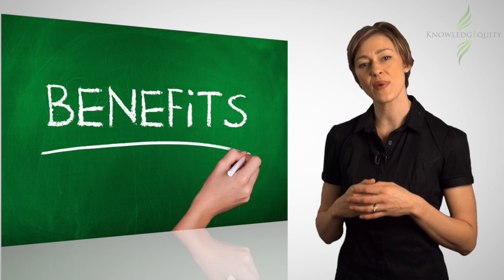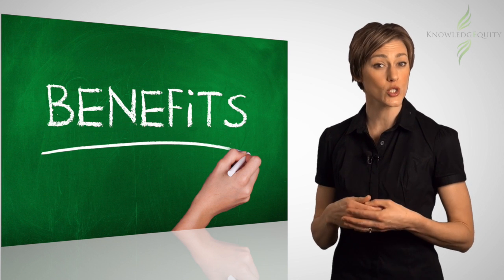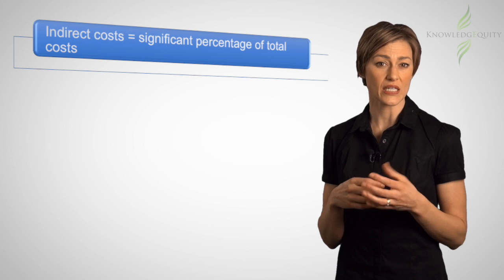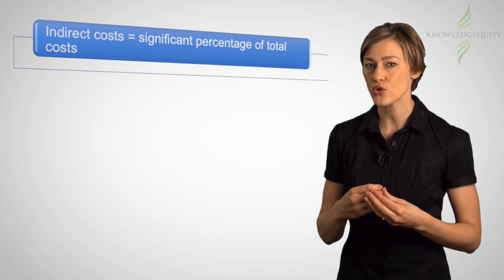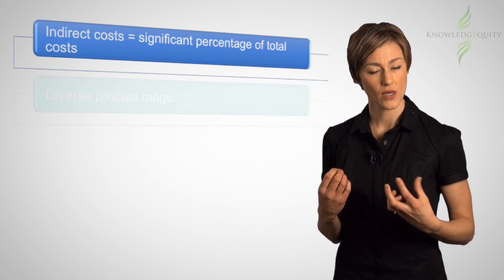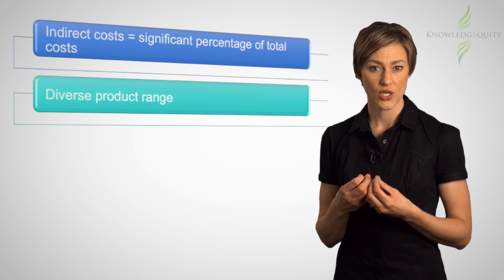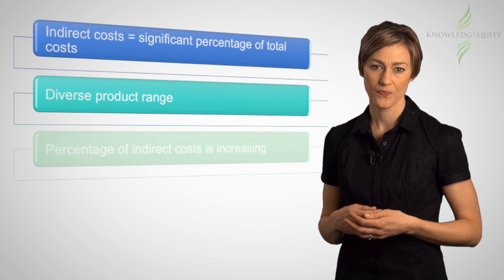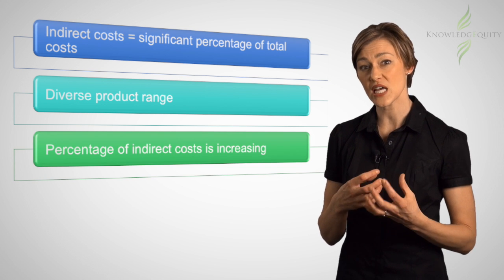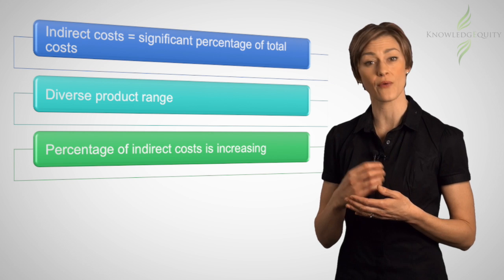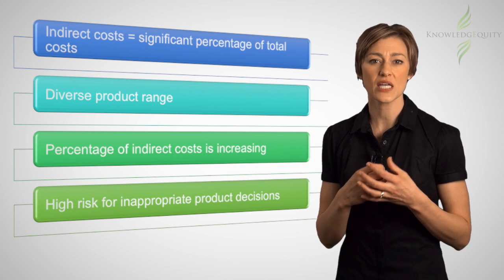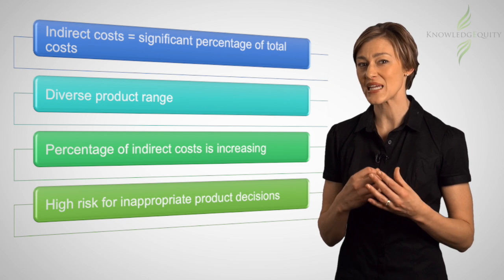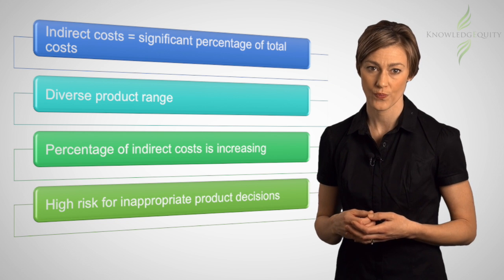So why or when would implementing an ABC system be a good idea? It's been found that the benefits to an organisation from ABC are usually the greatest when we have overheads or indirect costs forming a significant portion of the organisation's total costs, or there is a diverse product range with significant variation in batch sizes and complexity between products, or the proportion of indirect costs as a ratio to direct manufacturing costs are increasing, or where there is the potential for high costs to the business for making inappropriate product decisions.